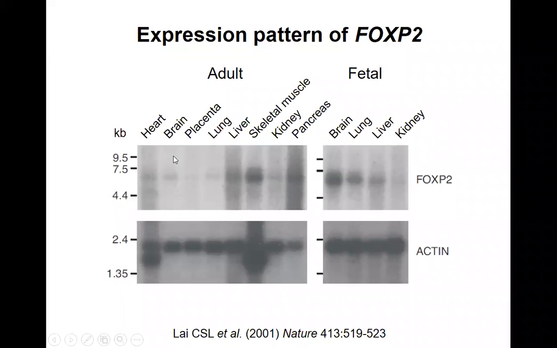So now you can see in the heart, brain, placenta, and lung, we don't really have much of the RNA, but in the skeletal muscle, we have a lot. And in the pancreas, we have a lot. And in the fetus, we would have a lot in the brain, lung, and liver. So now you know if I want to look at what the actual problem is, I have to isolate RNA from any of these highly expressed tissues. So you would want to take a skeletal muscle.